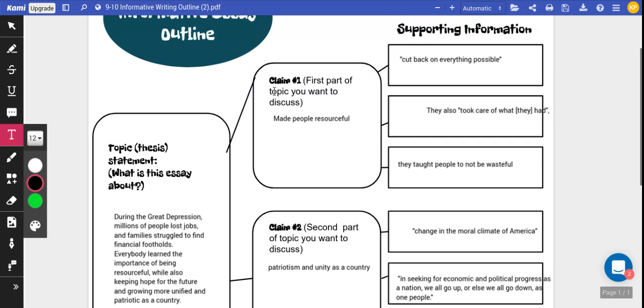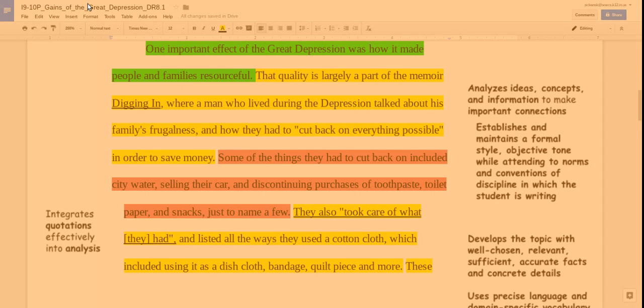In the outline, I said the first paragraph was going to talk about how it made people resourceful. And I'm going to use these quotes from my reading and introduce that into my paragraph as support for this idea that the Great Depression made people resourceful. So let's look at how that works in an actual paragraph. I highlighted things with the Toulmin method highlighting of green, yellow, and red, just as a way of showing how the different parts are working together.